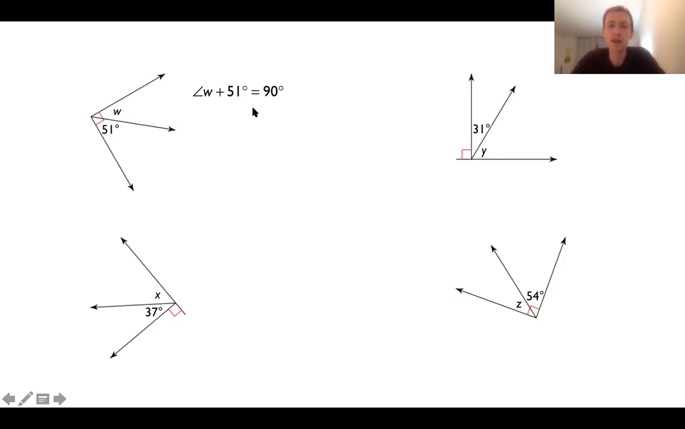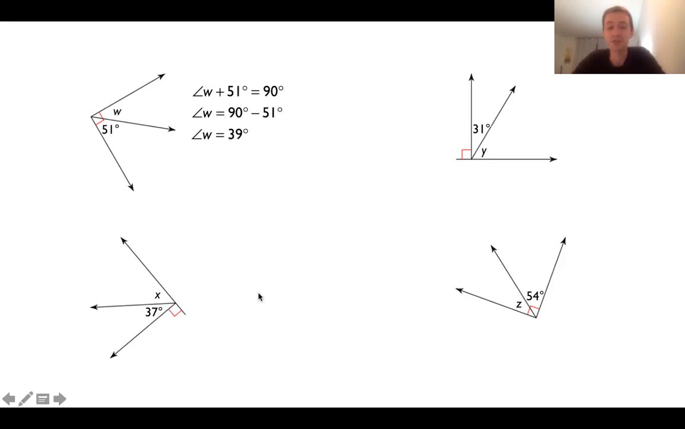To figure that out, you can use a calculator if you want, but you're going to be subtracting 51 from 90. You're going to get that W must be 39 degrees. So you can pause it and try the other ones if you want. The nice thing is, if I give you one of them, you can quickly work out the other. In fact, even quicker than you think, because you don't need to show me this work, to be honest.